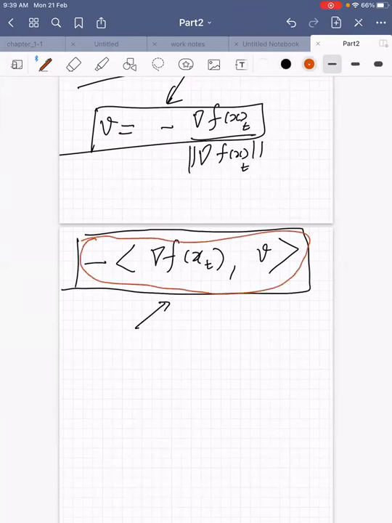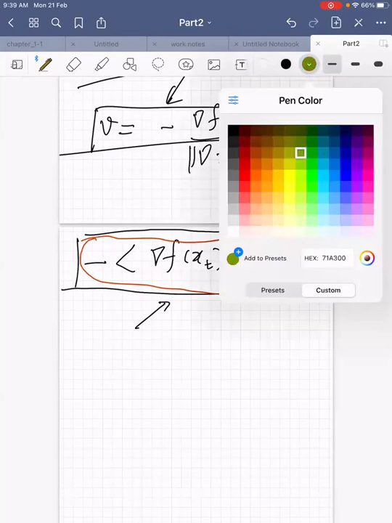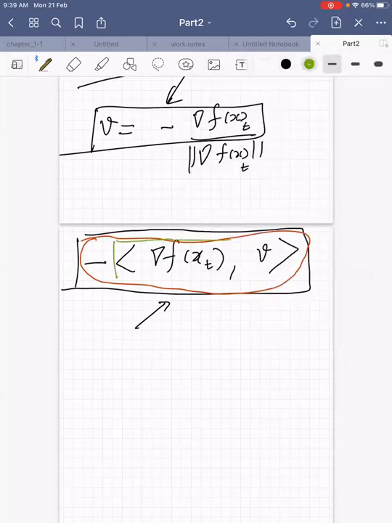This is a red thing, right? Now there is a blue inside it also, or green, whatever. So to maximize the whole thing, I have to minimize the inside one, because there is a negative outside. What is the minimum of the inner product of two vectors when they are in the opposite direction of each other? Right, which means V is this guy.